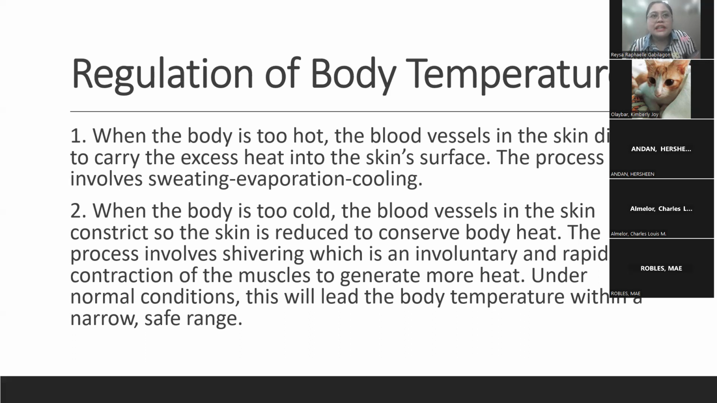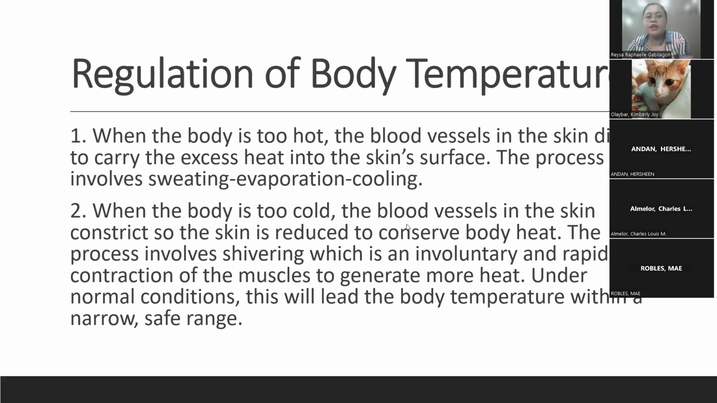So kaya pag giniginaw ka, ang mangyayari sa'yo, yung blood vessels mo inside, magko-constrict yan siya para hindi makalabas yung heat, magsistay siya inside. And at the same time, pag giniginaw ka, automatic na response ng body na magkurog ka, there will be shivering. Ano ang reason bakit mag-shiver ka? That is to produce more heat or generate more heat inside kasi nga masyadong mababa yung temperature inside the body. Okay? So that is the reason.